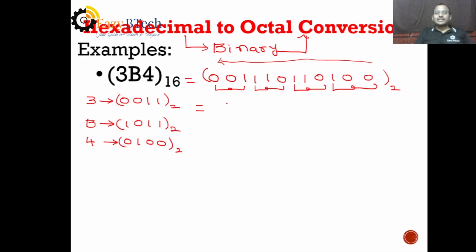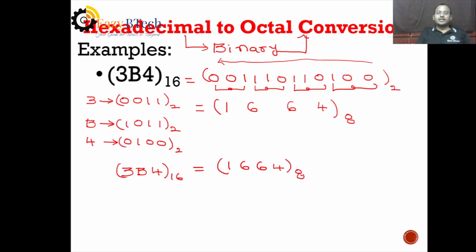001 means it is 1, 110 means it is 6, again 110 means it is 6, and 100 means it is 4. So this is the octal equivalent. Finally, for the given hexadecimal number 3B4, the corresponding octal equivalent is 1664. So this is one way of finding the octal equivalent for the given hexadecimal number.